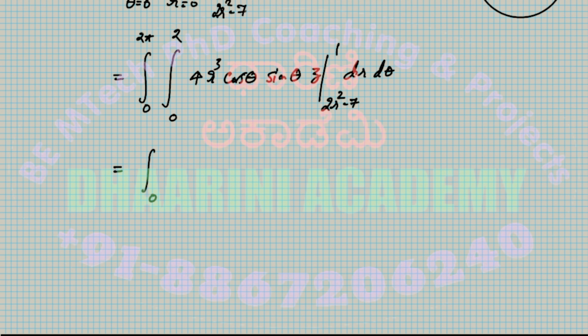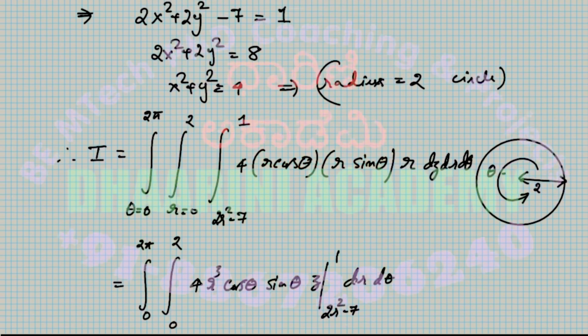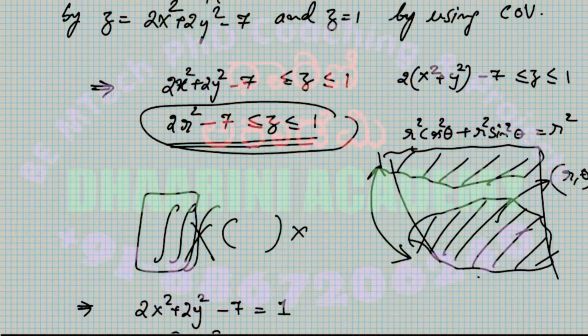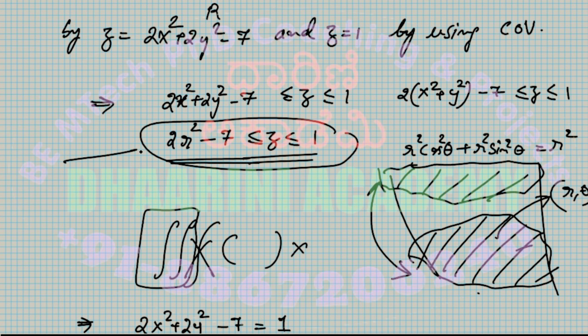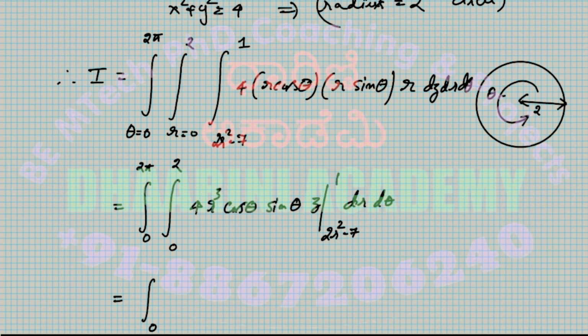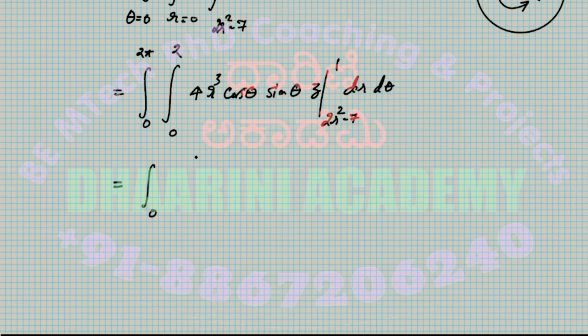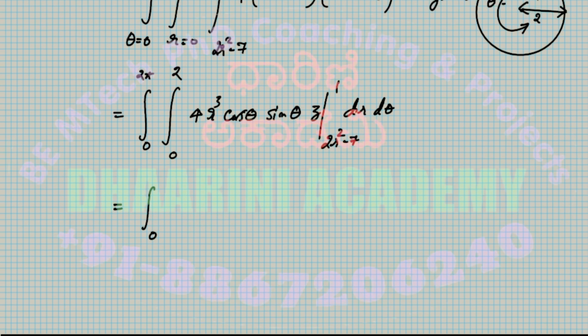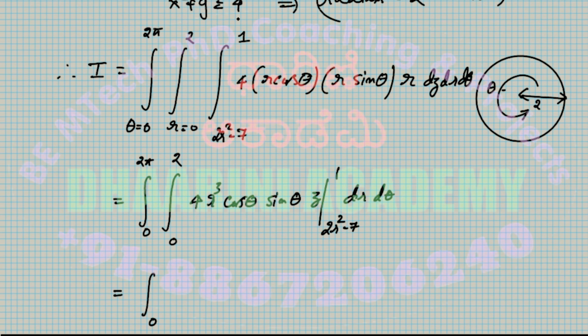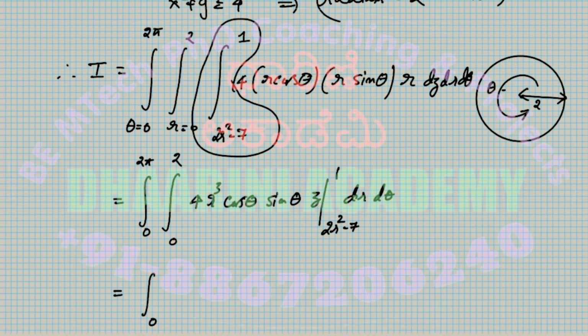No, it's not combined. You see here, this is my condition. Z minimum is 2r square minus 7, maximum is 1. So the lower limit is 2r square minus 7 and the maximum value is 1. Even in the integral, it's written in the same fashion. When I wrote the equation, you can see here, this one is the lower limit.